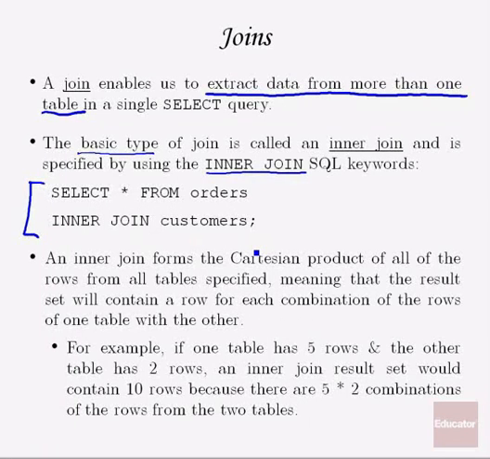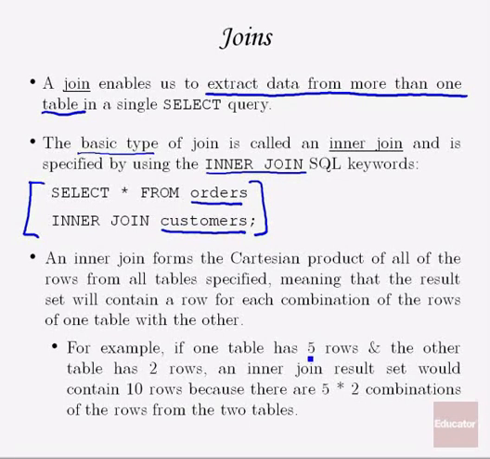Now, what this query basically means is, when you have a query that's just like this, where you specify the name of one table and you specify that it's an inner join, that it's joined with the other table, basically the result set is going to be a combination of all of the rows of the orders table combined with all of the rows from the customers table.